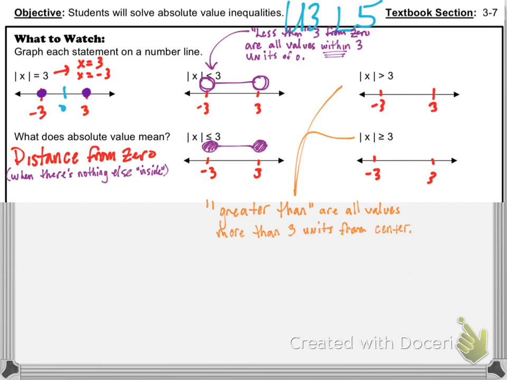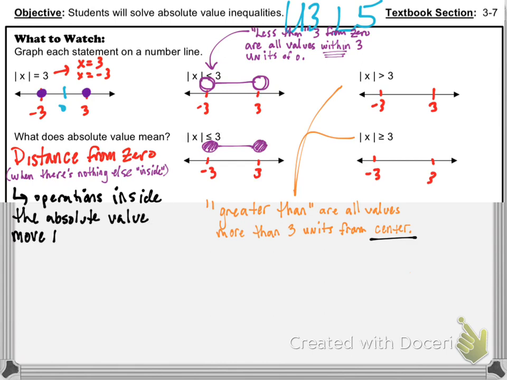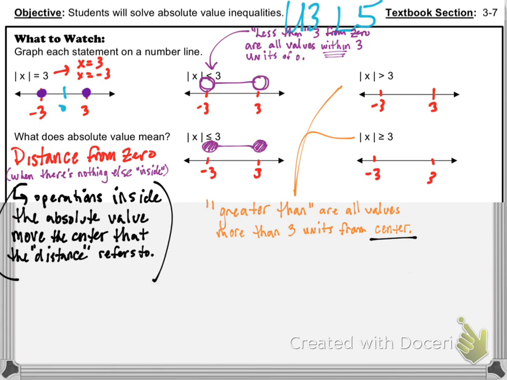Greater than are all values that are more than 3 units from the center. So, starting at 3 and going further to the left or to the right. And I said 3 units from the center. If there's operations inside the absolute value, then that moves the center, but we still think of it as a distance from something. You'll see that in the very last problem of the notes here.